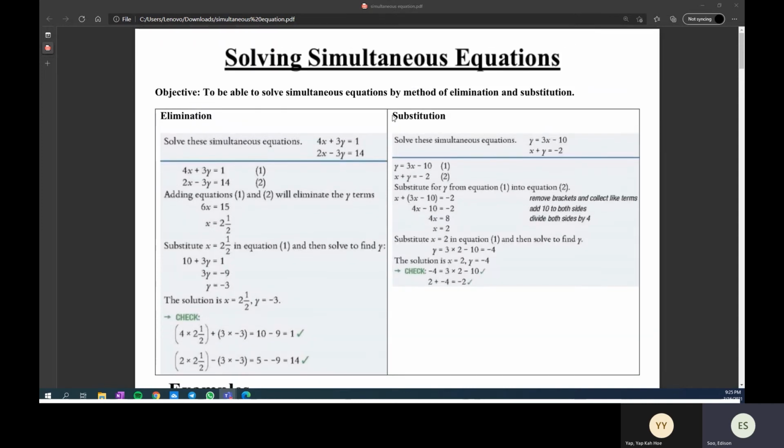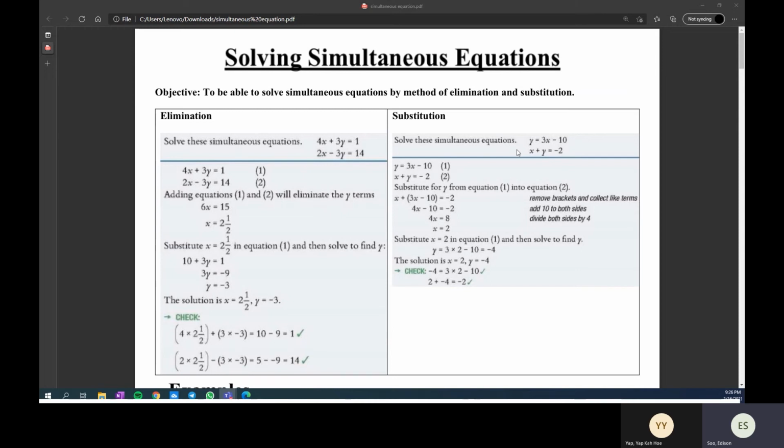We'll go to the second method now, which is the method of substitution. It is a bit different from the method of elimination in the sense that we are going to rearrange one of the equations to make one variable the subject of the equation. What do I mean by that? Let's look at the example question.